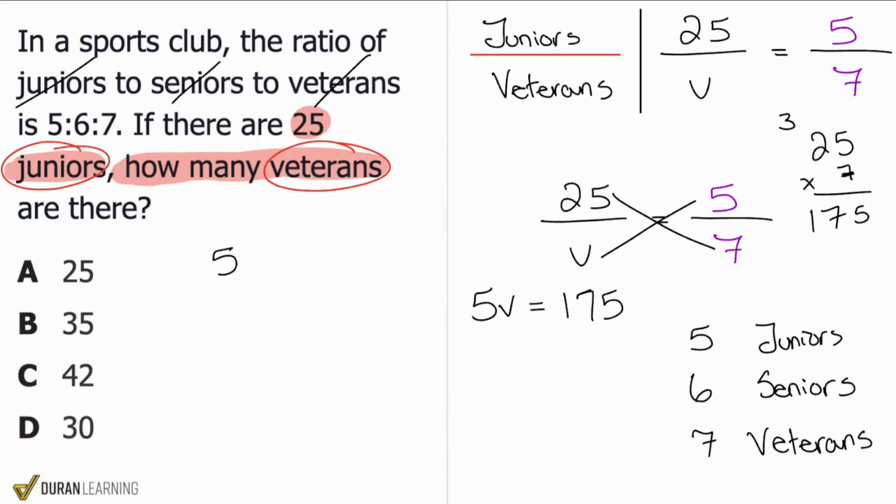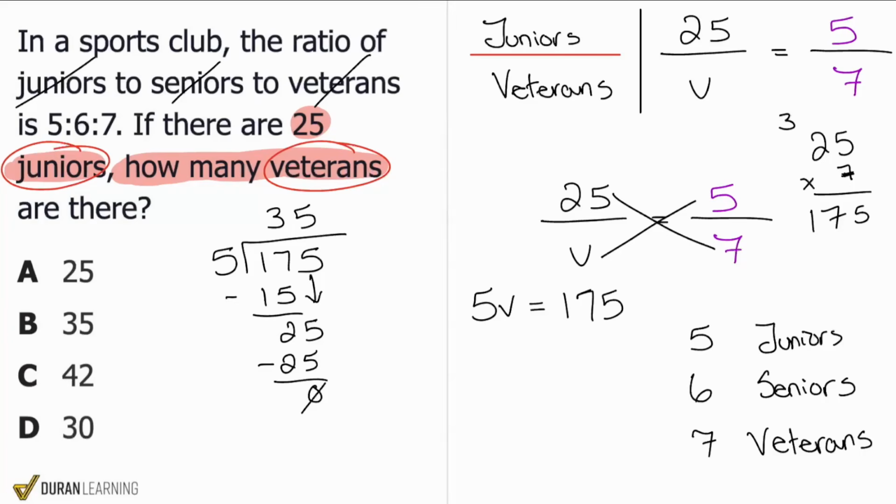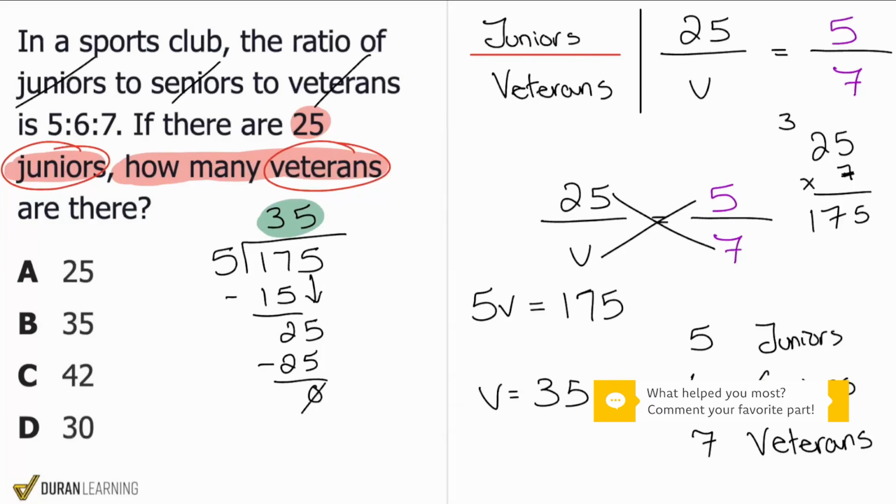So here, 5 into 175. 5 into 17 is 3. 2 left over. 5 going into 25, that's 5. No remainder. And so there it is. 35 is the correct answer. V equals 35. So the number of veterans. And so that is answer choice B. And there we go, everybody. Nice and easy.